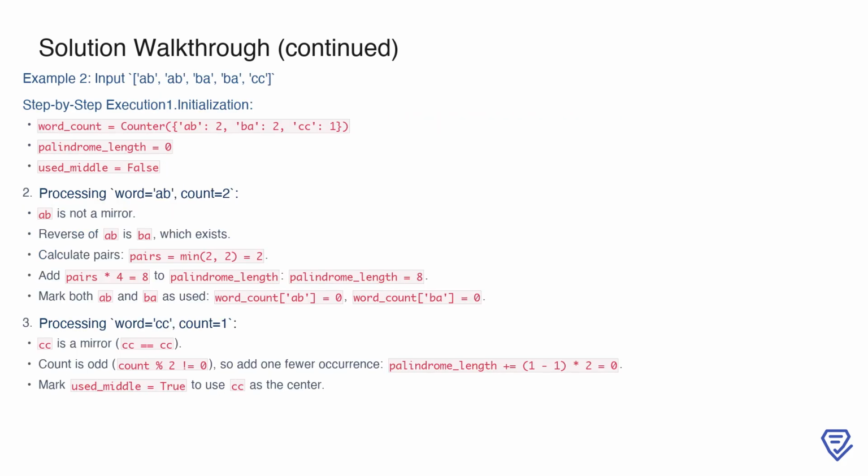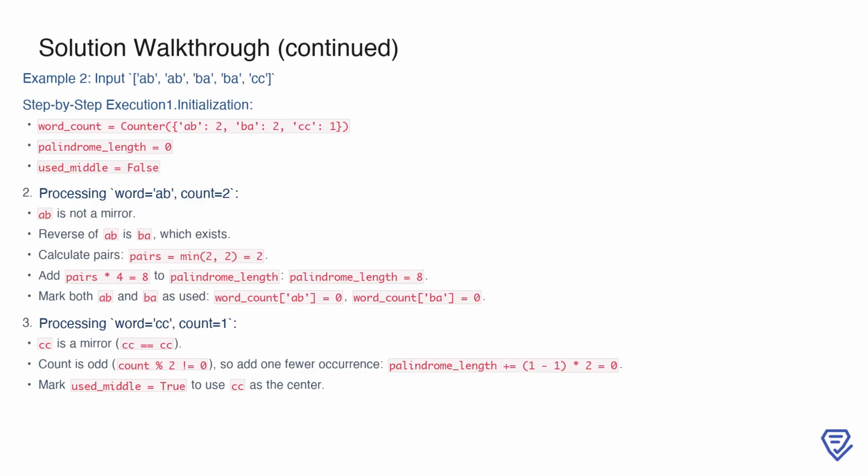In the second example, we are given the input ab, ba, cc. After initializing word_count, we see that ab and ba each appear twice, while cc appears once. The palindrome_length starts at 0, and used_middle is false. We first process ab, which is not a mirror. Since ba exists, we can pair all occurrences. There are 2 pairs, contributing 8 characters to the palindrome. We add this to the palindrome_length and mark both ab and ba as used by setting their counts to 0.